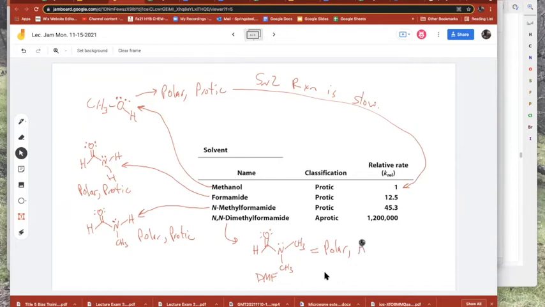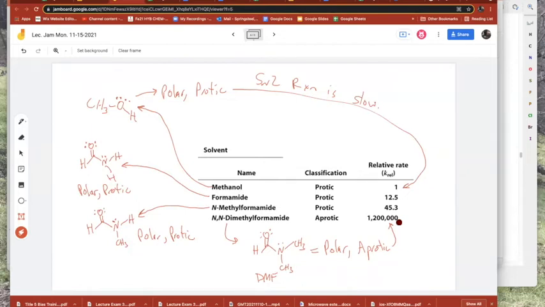Aprotic. It's got no hydrogens on the nitrogen now. We've replaced all the NHs with methyls. And look at that jump. 1.2 million times faster than methanol. So when you go to polar aprotic solvents, the SN2 reaction really jumps in rate.